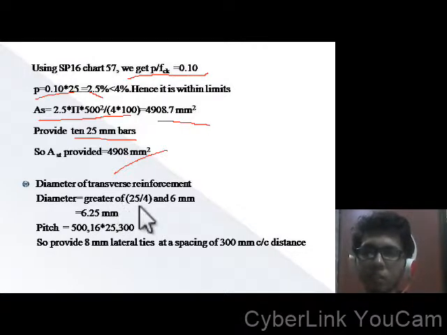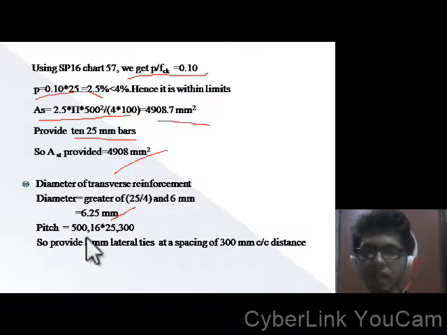The diameter is equal to the greater of 25 by 4 and 6 mm. The diameter is equal to 6.25 mm. We are using 8 mm bars instead.